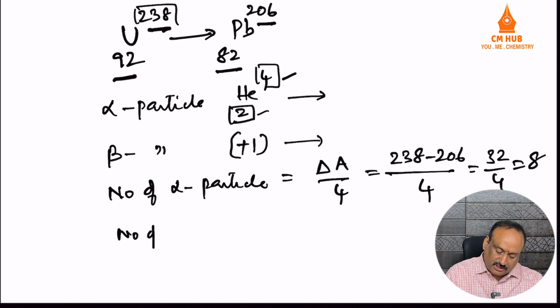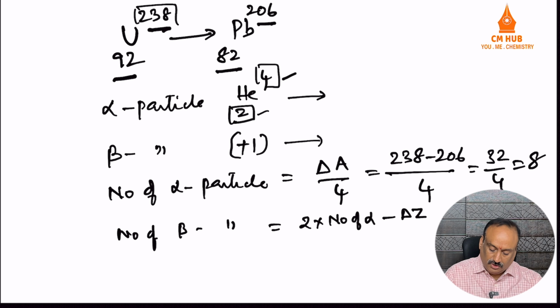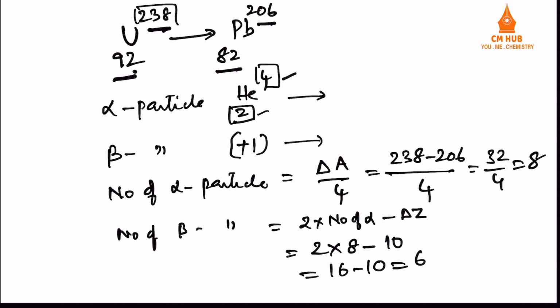How many beta particles get emitted? Number of beta particles is equal to 2 into number of alpha minus delta Z. So 2 into number of alpha, 8, minus what is delta Z? Difference in atomic number, 92 minus 82, that is equal to 10. 16 minus 10, that is equal to 6 beta particles. So 8 alpha and 6 beta particles.